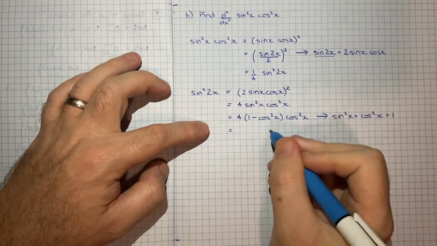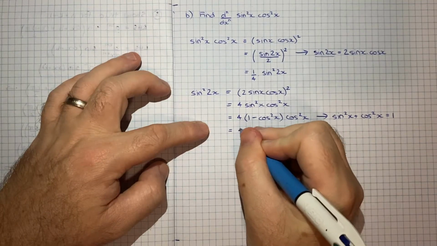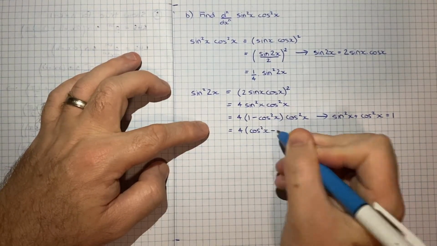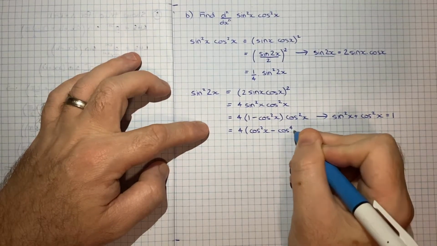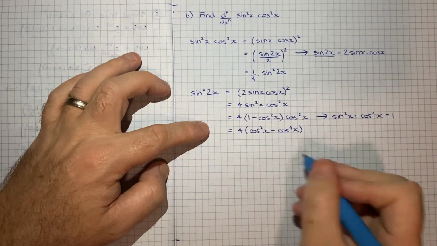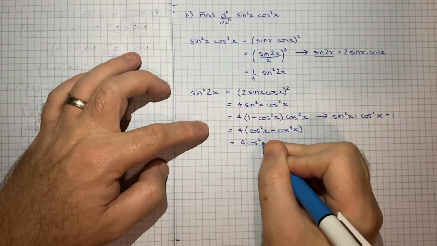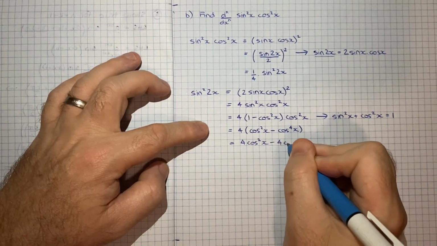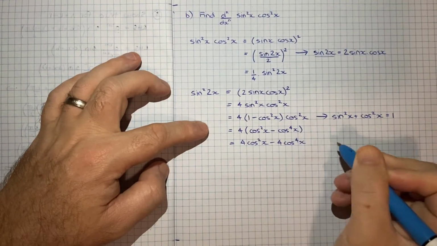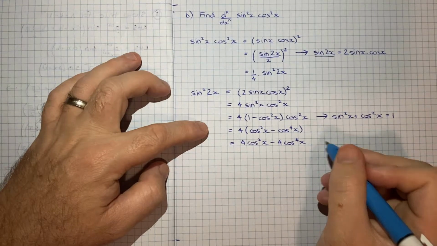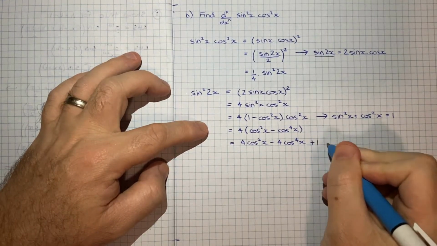So we'll get 4 times cos squared x minus cos to the power of 4x. And then I'll just expand out the 4. So we'll get 4 cos squared x minus 4 cos to the 4x. And what I'm going to do here is I'm going to say plus 1 minus 1.